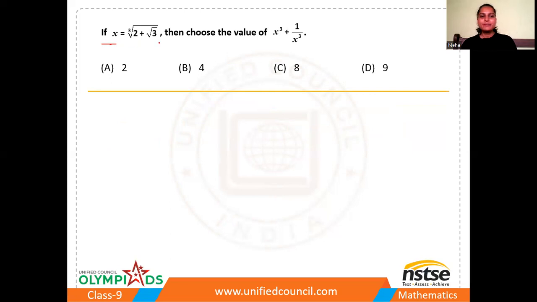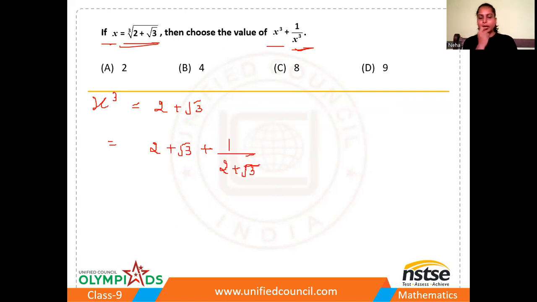Now the value of x is given as the cube root of 2 plus root 3, then choose the value of x cube plus 1 upon x cube. So if the value of x is this, then the value of x cube is nothing but 2 plus root 3, the direct value. Now they are asking for x cube plus 1 upon x cube, so I can put the value of x cube here. So it becomes 2 plus root 3 plus 1 upon 2 plus root 3.